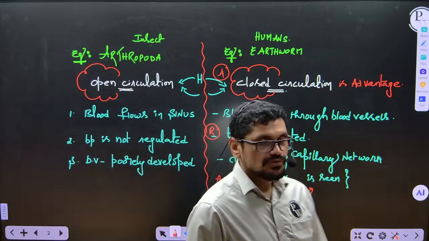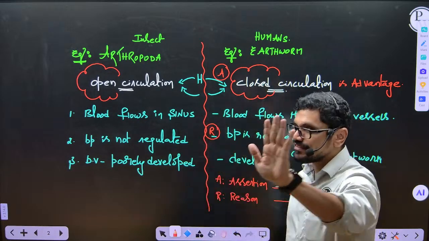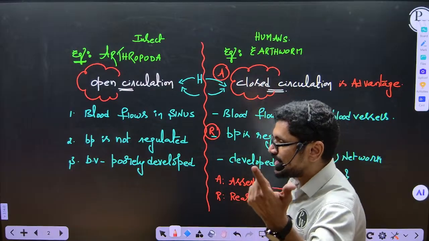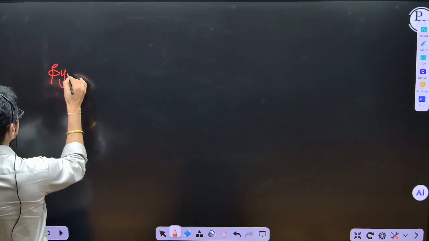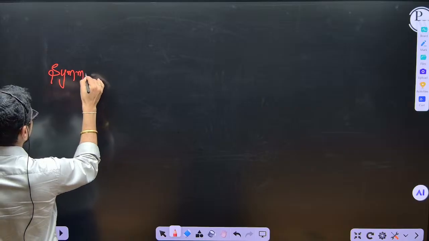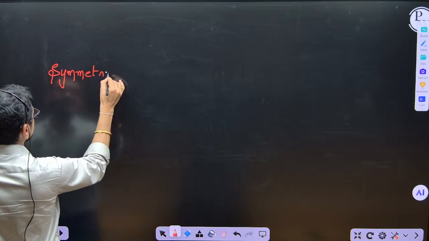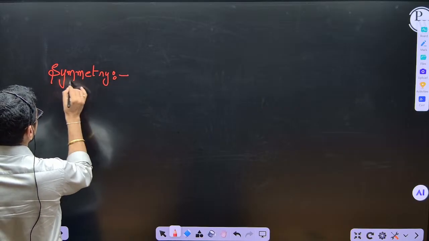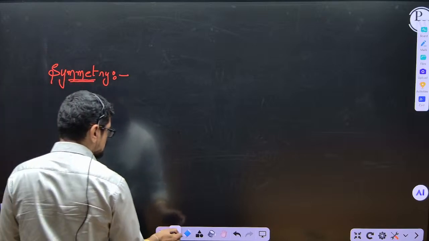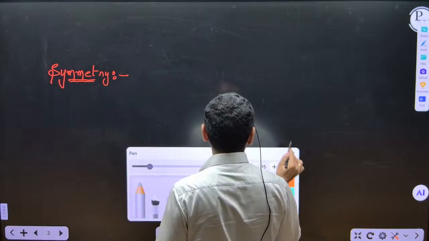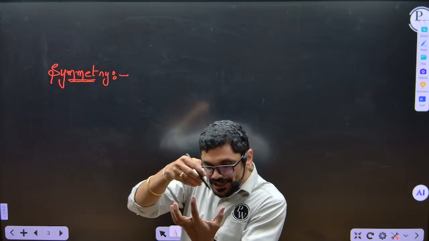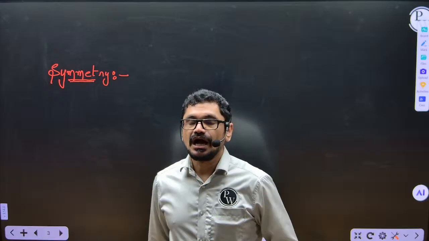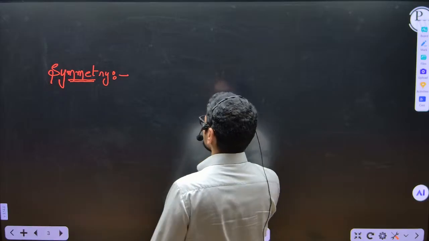Right. So we can add some more examples also, but I will stop the examples here. Let us move to the next point. Symmetry: S-Y-M-M-E-T-R-Y. What is symmetry? Arrangement of body parts is the symmetry. Let me write here.